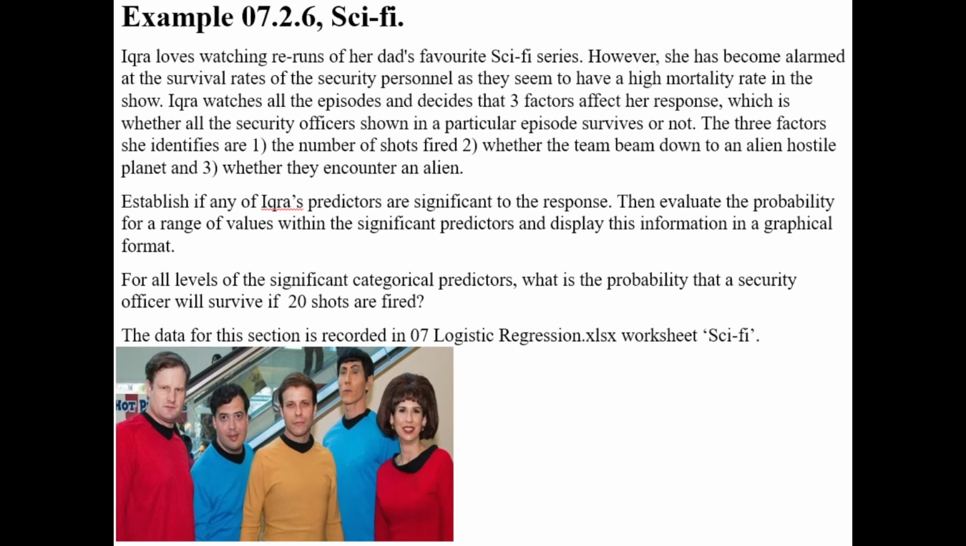Ikra watches all of the episodes and decides that 3 factors affect her response, which is whether all the security officers shown in a particular episode survive or not. The 3 factors she identifies are: 1, number of shots fired; 2, whether the team beamed down to an alien hostile planet; and 3, whether they encounter an alien. So establish if any of Ikra's predictors are significant to the response, then evaluate the probability for a range of values within the significant predictors and display this information in a graphical format.